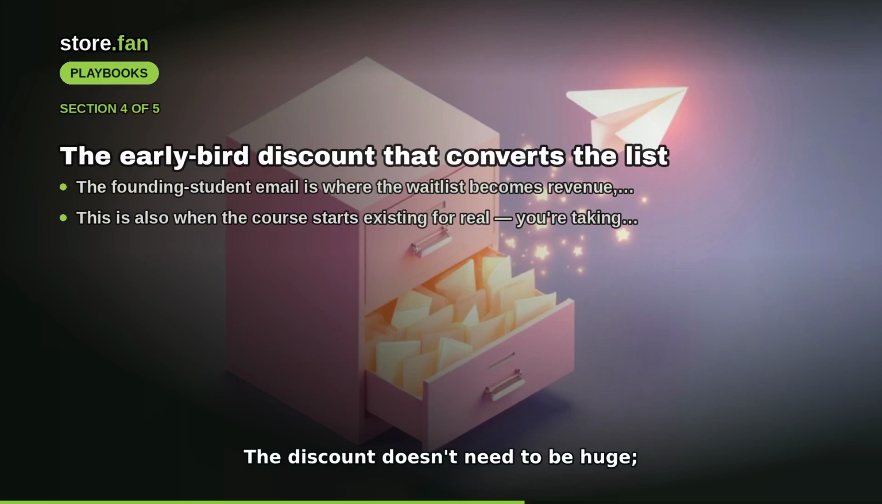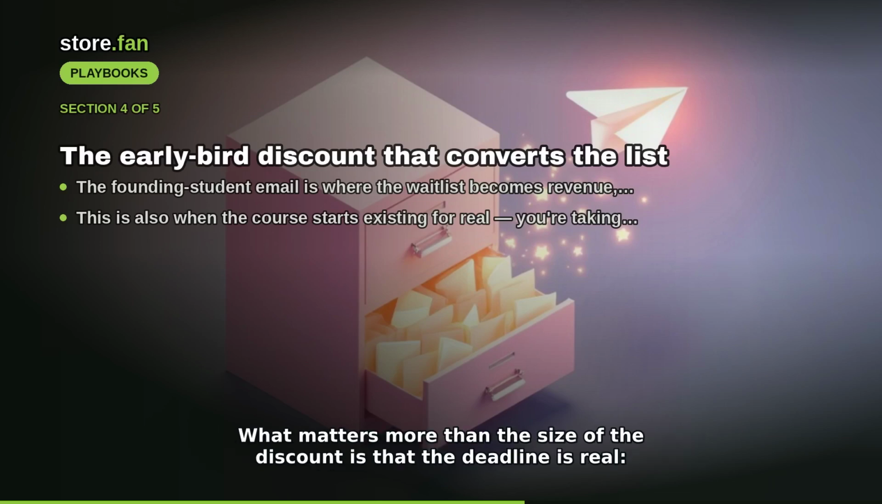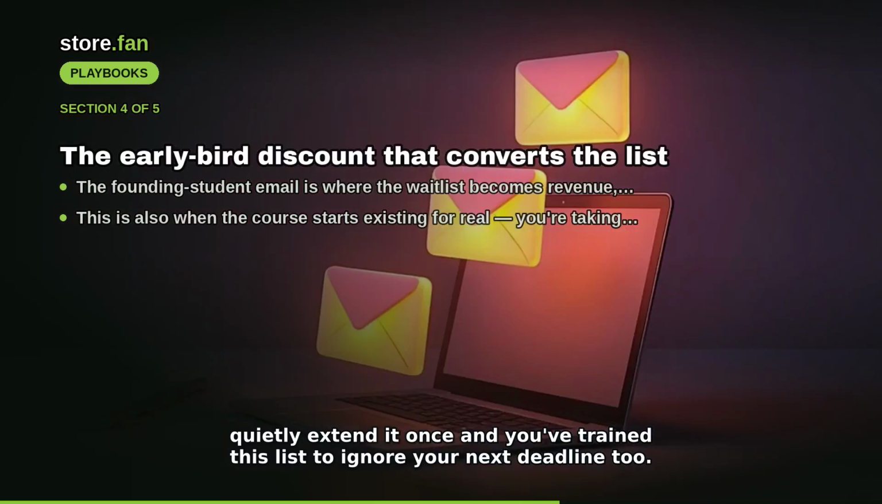The discount doesn't need to be huge. 20–30% off the eventual public price rewards early believers without undercutting the course's value. What matters more than the size of the discount is that the deadline is real. Quietly extend it once, and you've trained this list to ignore your next deadline too.